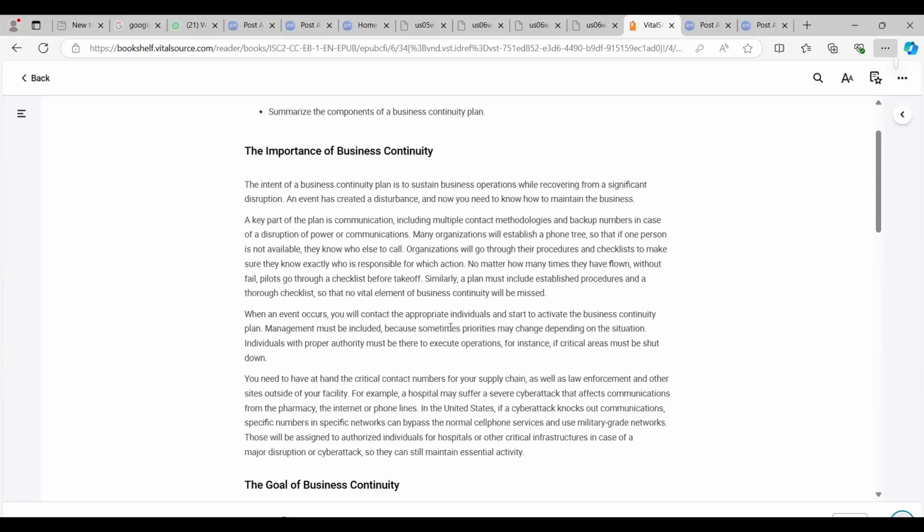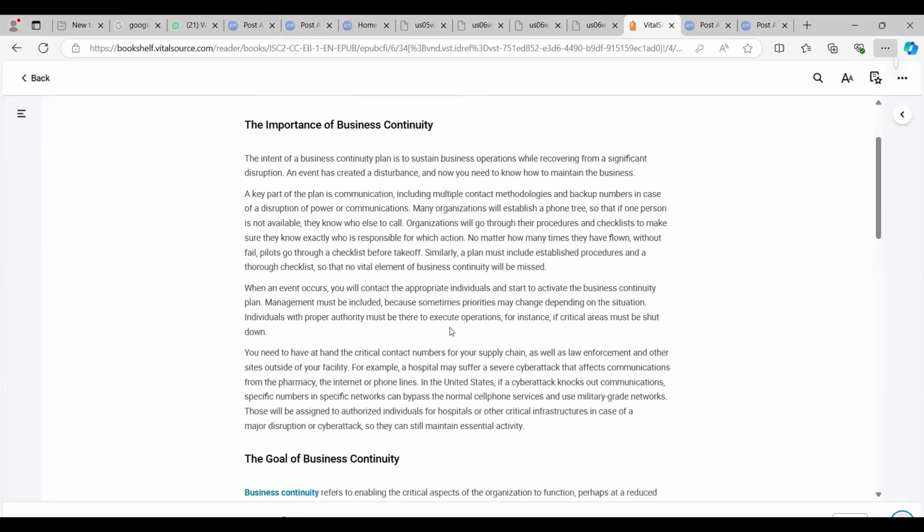So an event has created a disturbance, and now you need to know how to maintain the business. A key part of the plan is communication, including multiple contact methodologies and backup numbers in case of a disruption of power or communication. You want to know people to call and their second number to call if the primary doesn't go through. Many organizations will establish a phone tree so that if one person is not available, they know who else to call.